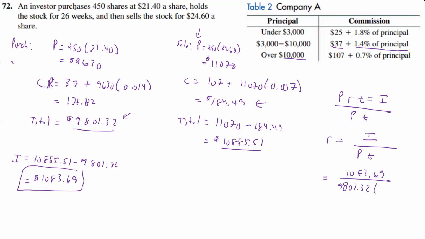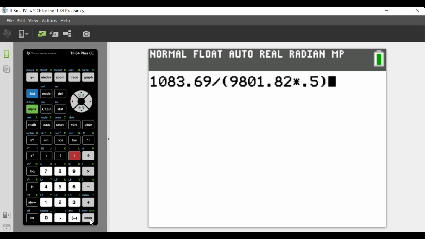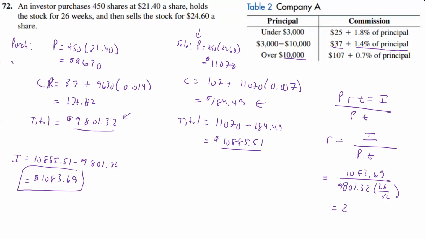Our P was how much we purchased it for, 9801.82. And it was how many weeks? 26 weeks, so that's 26 out of 52. That is going to be the value for our rate. So now we clear all that out. We have 1083.69 divided by 9801.82, and then times 0.5, oops, 0.5, not 0.2. That gives us 22.112, since they want it to three decimal places. So it gives us 22.112% as far as our interest rate.